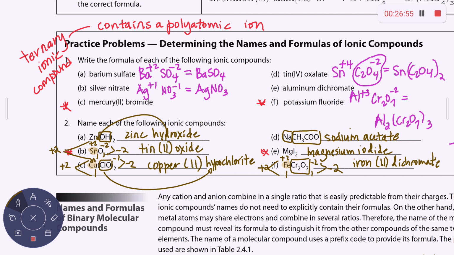Do you want me to do one that has a hydrogen attached? We'll get to that when we do a hydrate. How about that? Okay. Let's talk about molecular compounds.